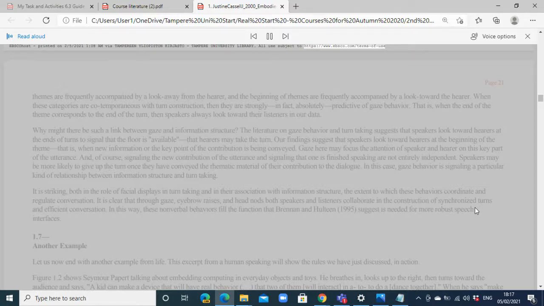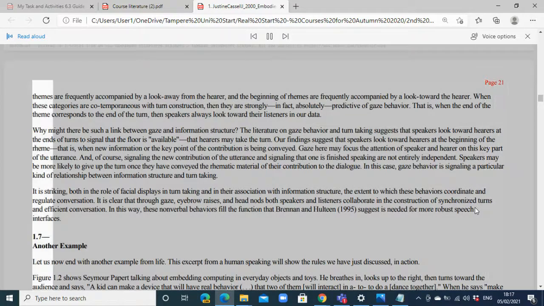Specifically, the beginnings of themes are frequently accompanied by a look away from the hearer, and the beginnings of rhemes are frequently accompanied by a look toward the hearer. When these categories are cotemporaneous with turn construction, then they are strongly, in fact, absolutely, predictive of gaze behavior. That is, when the end of the theme corresponds to the end of the turn, then speakers always look toward their listeners in our data.